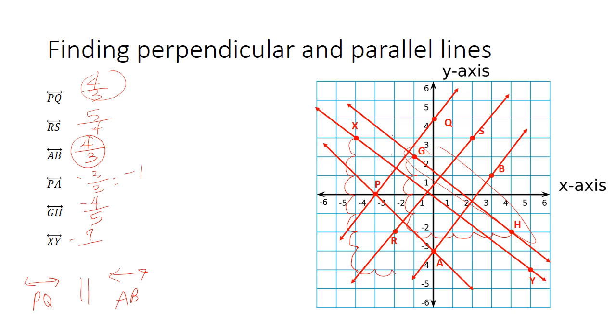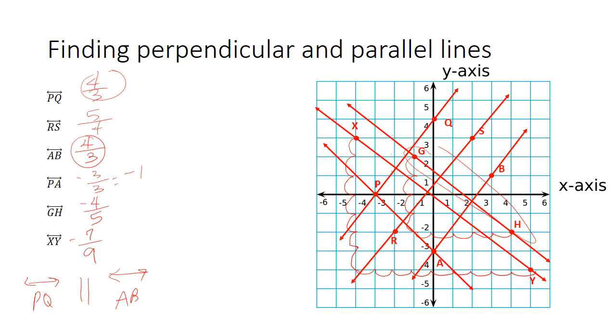And 1, 2, 3, 4, 5, 6, 7, 8, 9. 7/9. So are any of these three parallel? They don't look parallel to me within each other because none of them have the same slope. Are any of these six perpendicular?